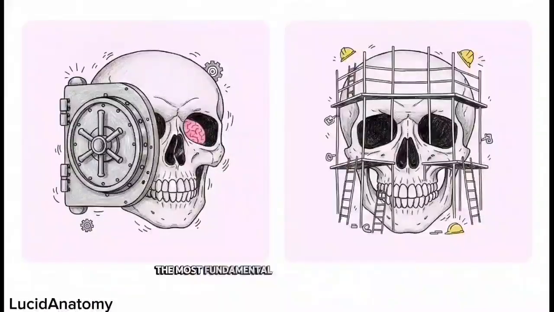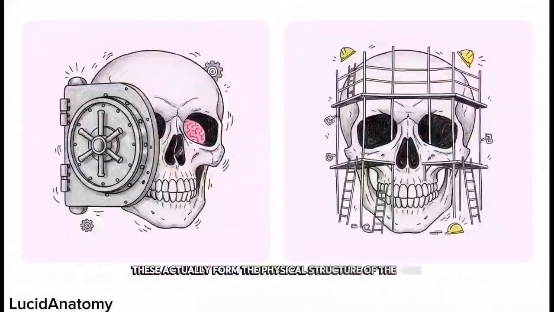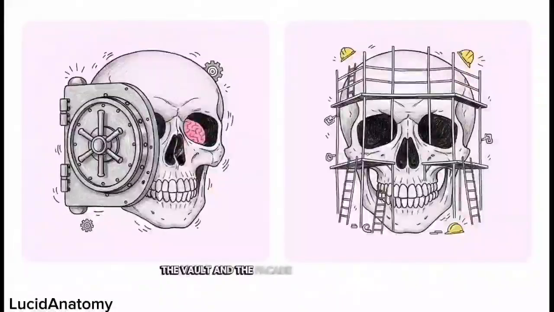The most fundamental way to understand this is to split it right down the middle based on function. On one side, we have the cranial bones. Their primary job? Surrounding and protecting the brain. Think of this as the vault. Then, on the other side of our comparison, we have the facial bones. These actually form the physical structure of the face itself. You can think of this as the facade. The vault and the facade. Two distinct zones, two critical functions.